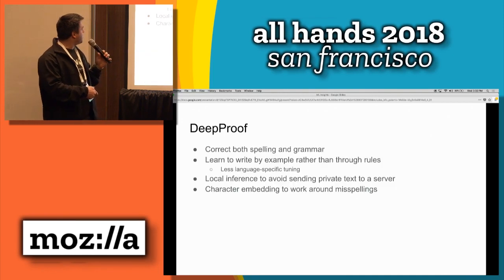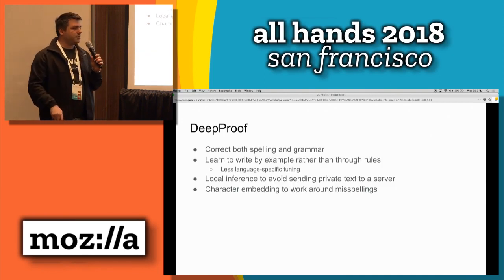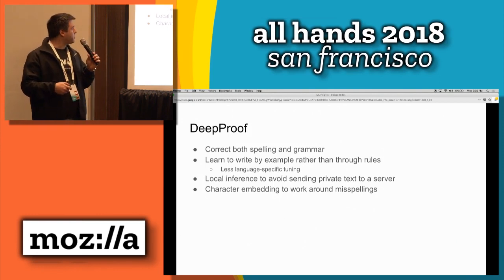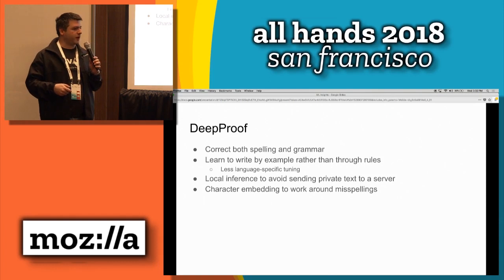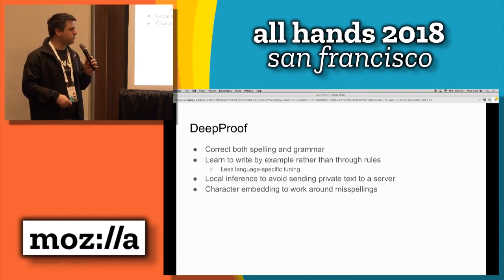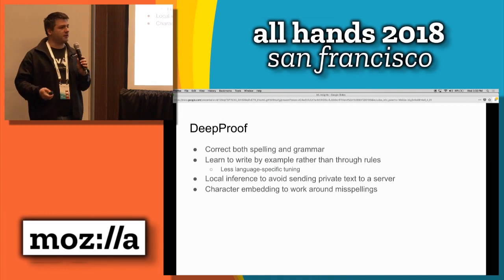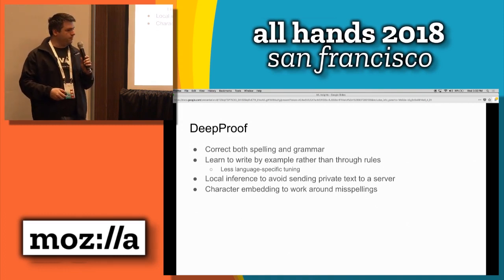So that was for noise suppression. Another thing we've been playing with recently is a project called Deep Proof. So it's a system that corrects both spelling and grammar. It's working for English right now, but it could be applied to other languages. So the idea is to learn to write through data rather than explicitly coded rules. So it means no language-specific tuning.